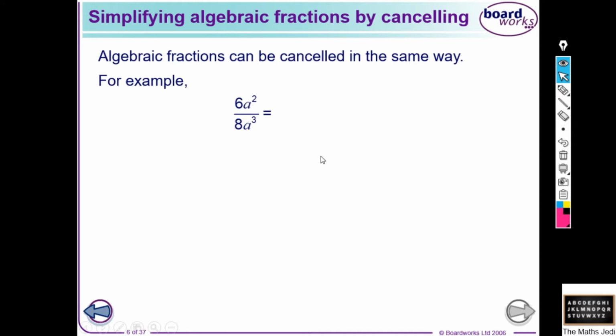So for example, when you look at what this top and bottom has in common, you can see they have a factor of 2 in common, and they have a factor of a in common. So if you divide by a, in fact it's a squared, and 2 here on both top and bottom, you can cancel things through.